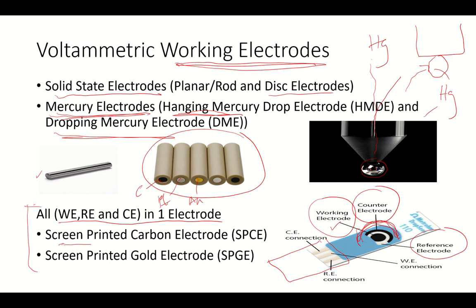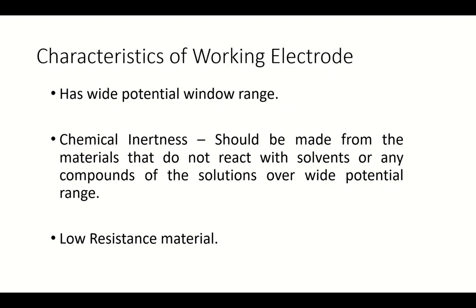It comes in this type, the screen printed carbon electrode. This is the carbon working electrode. Or you can also buy, instead of carbon, a gold working electrode, SPGE. Next, the characteristics of the working electrode. This is a very important electrode, where the measurement will be carried out or done.